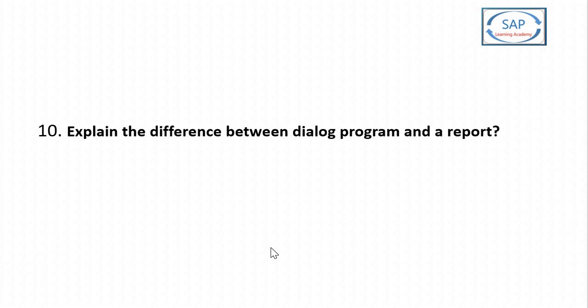Now we are coming to the last question. What is the difference between a dialog program and a report? A report reads data from a database table and does not change the data. Whereas a dialog program is used not only for visualizing the data, but can also be used to modify or change the data of the table. That's the small difference between these two things.